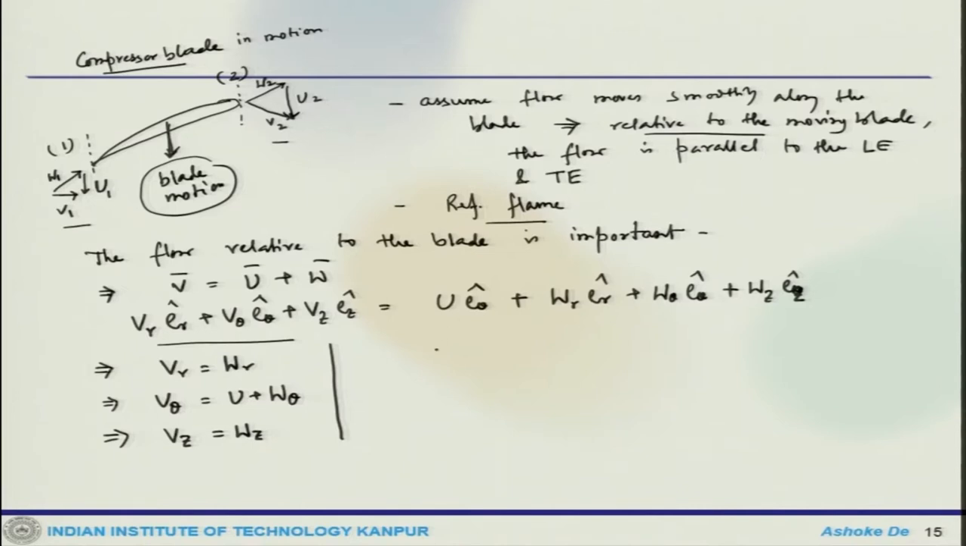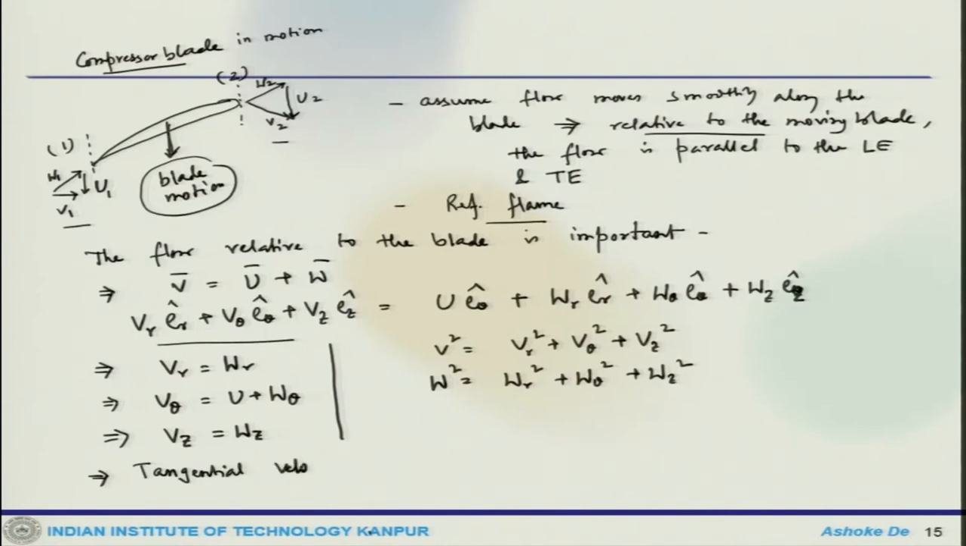And what about V square? This is nothing but Vr square plus V theta square plus Vz square, and W square would be Wr square and so on. Now we are going back to vector calculus here. What is important to note is that the tangential velocity component changes due to blade motion. This is a very, very important statement to note here. So now we have a relationship between the velocity vectors and all this.